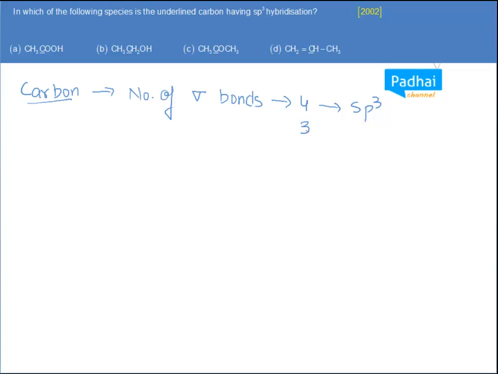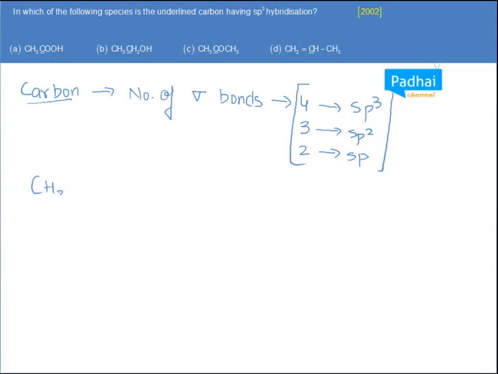If the number of sigma bonds present is 3, then the hybridization is sp2. If the number of sigma bonds is 2, then the hybridization is sp, right? So this is basically a short trick. Now let us see what is given in the question.